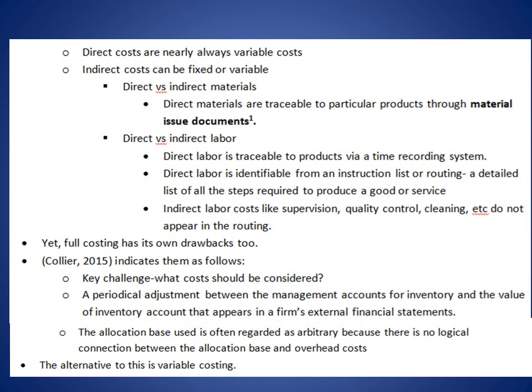So, considering all of these aspects, full costing is beneficial for usage, but it has its own drawbacks too. According to Collier 2015, the key drawbacks of full costing include the key challenges: what cost should be considered, and a periodical adjustment between the management accounts for inventory and the value of the inventory account that appears in a firm's external financial statements needs to be done. Also, the allocation base used is often regarded as arbitrary because there is no logical connection between the allocation base and the overhead costs. So the alternative to this is variable costing.